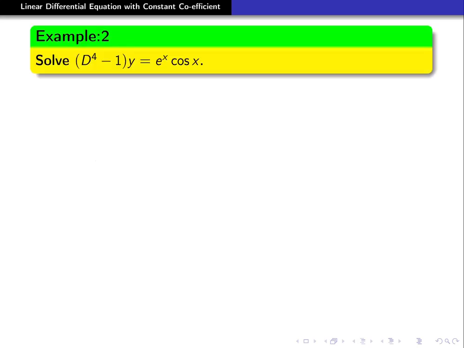Next, example number 2. Solve (d power 4 minus 1) y is equal to e power x cos x. So the given equation is (d power 4 minus 1) y is equal to e power x cos x. Since it is a product of exponential and trigonometric terms, this comes under type number 6.